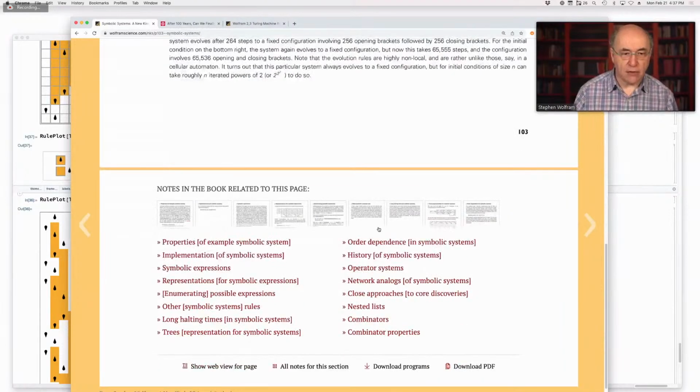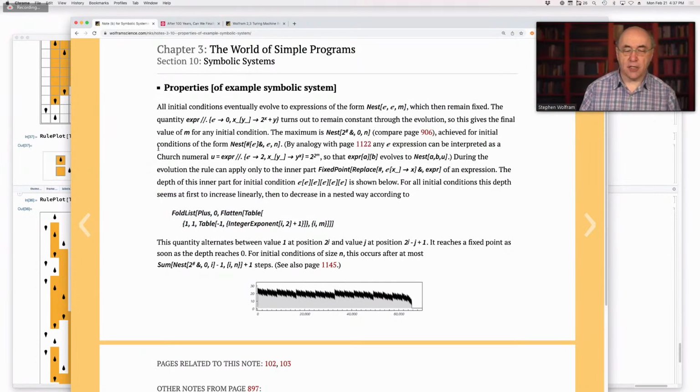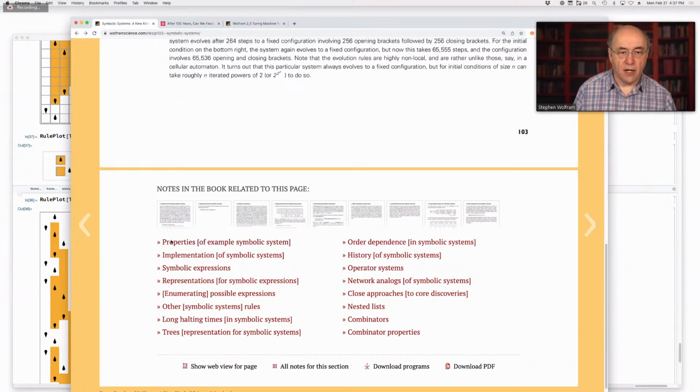Now, in general, I think I talk about that here. You can understand that in terms of things called Church numerals, named after Alonzo Church, who studied these things in lambda calculus. You can understand why there's that kind of fixed point of it always going to halting.